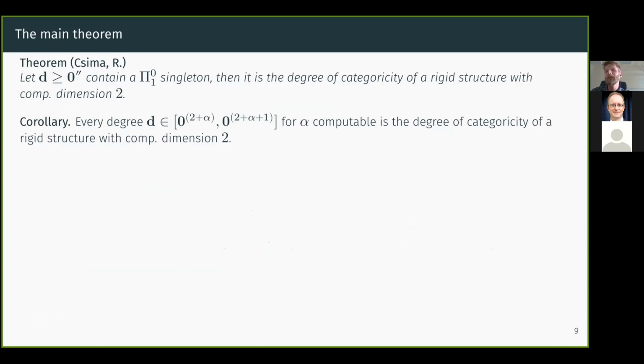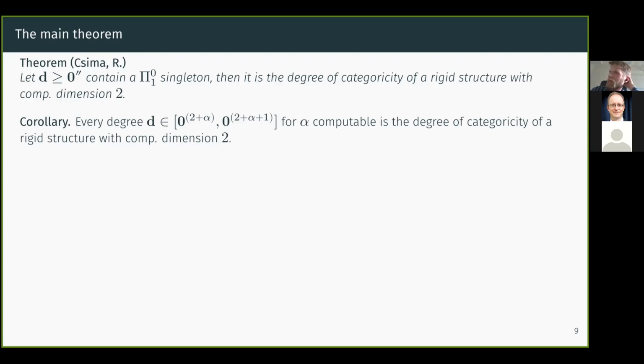So what is our main theorem now? Well, our main theorem is that we can do it, but only if D is bigger than zero double jump. So if D is greater or equal to zero double jump, and it contains a Π⁰₁ singleton, then it is the degree of categoricity of a rigid structure of computable dimension 2.